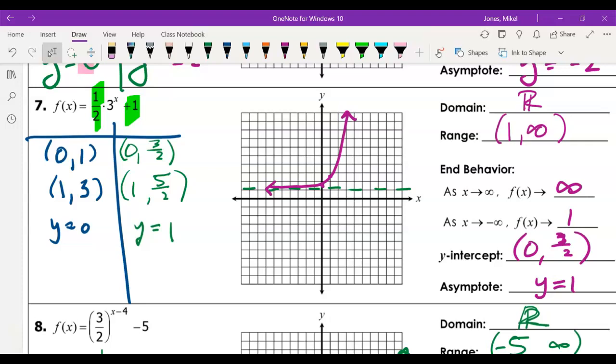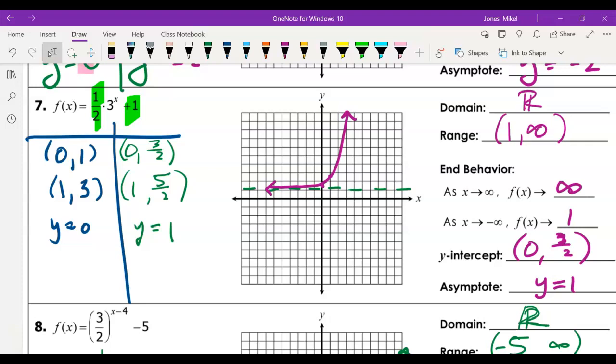Okay, so let's go ahead and check what you've got. So for number 7, the parent function is y equals 3 to the x. So the parent function would contain the point 0, 1, 1, 3, and y equals 0. This transformation is going to move everything up 1, and it's going to vertically compress things by 1/2. So the x values do not change. There's no horizontal transformation here.